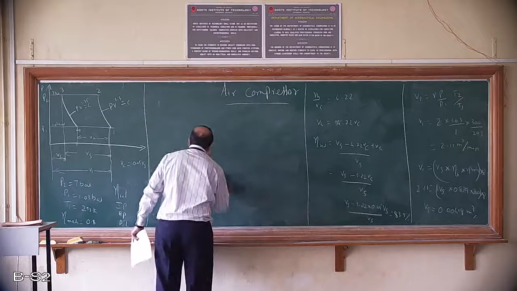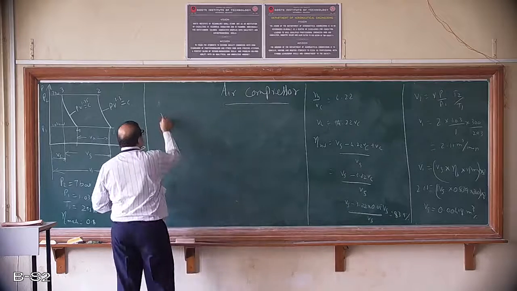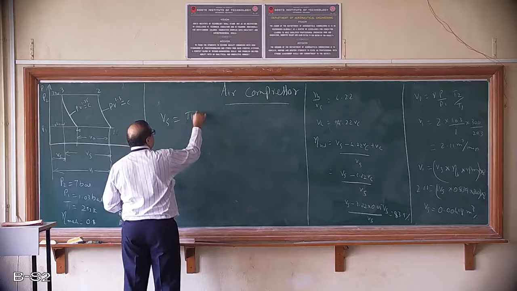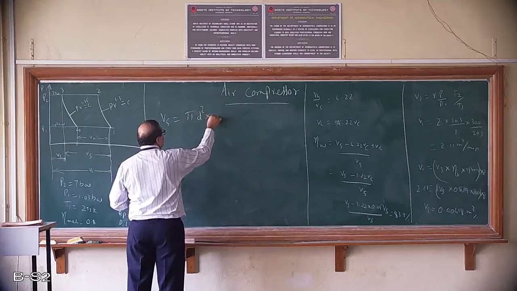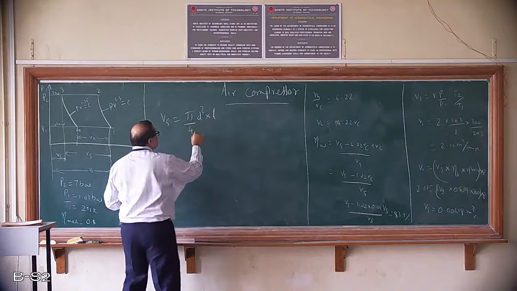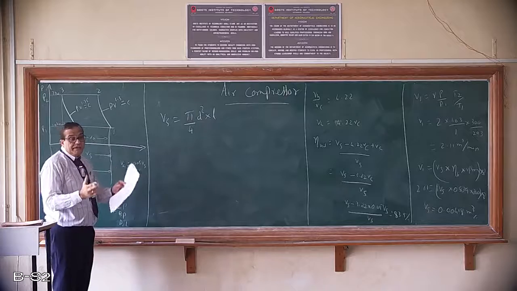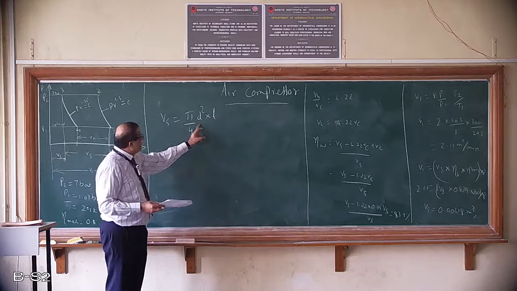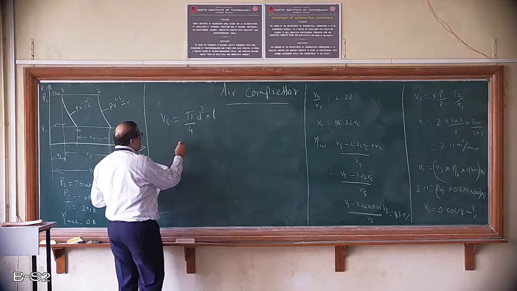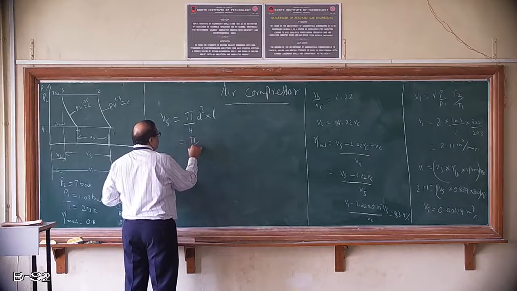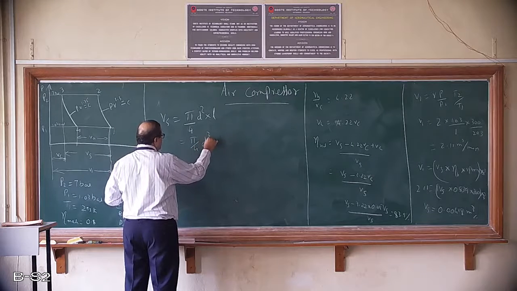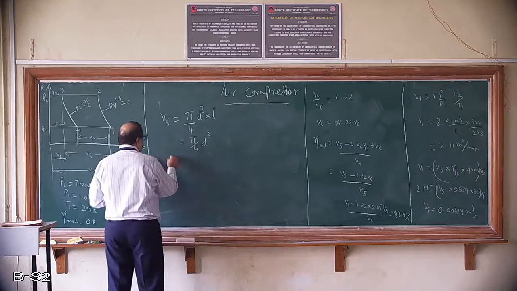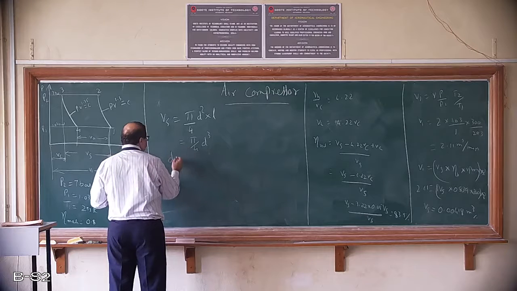What is swept volume? Vs is equal to pi by 4 d square into L, that is, the diameter of the bore squared into the length of the stroke. So pi by 4, but we know d is equal to L, so this will be d cube. So we'll calculate d, as Vs is known.